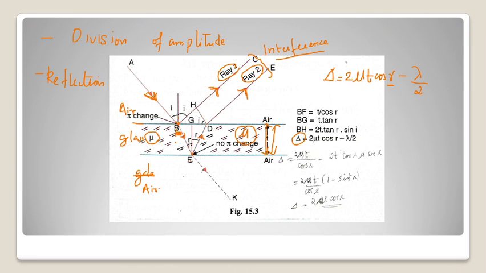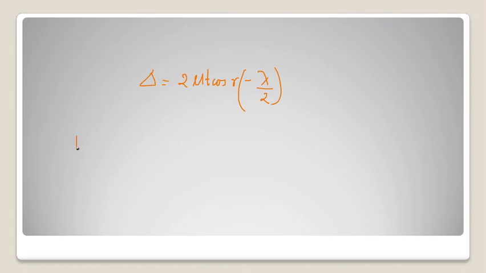In fact, delta is equal to 2 mu t cos r minus lambda by 2. This lambda by 2 term additionally comes because of the reflection at this point F. There is a rule: when light gets reflected from a denser to rarer medium, it will undergo a phase change of pi, or we could say a path difference of lambda by 2. So simply you have to remember this equation.